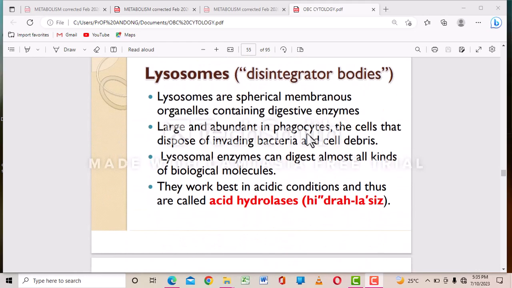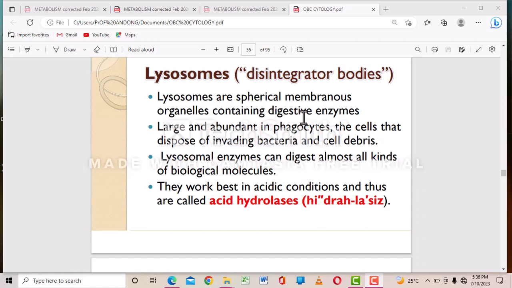Now, lysosomes. Lysosomes are known as the suicide bag of the cell. Lysosomes are a single membrane bound organelle which contain hydrolytic enzymes, specifically acid hydrolases. Why? Because their content has an acidic pH and they contain hydrolytic enzymes. So this therefore gives us the name acid hydrolases.